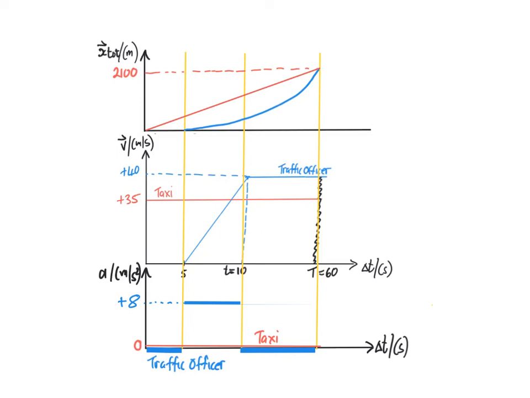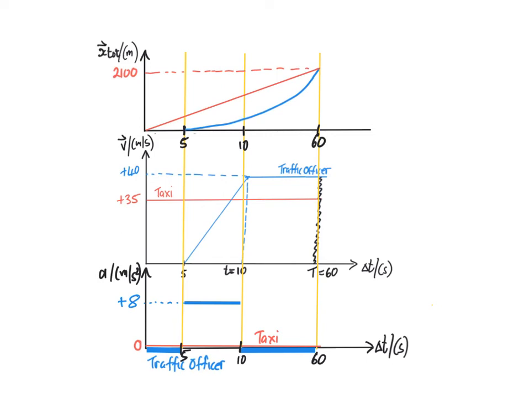So for the taxi, the velocity is constant, so the acceleration for the taxi is 0 for the full 60 seconds. I should in actual fact put the times in here, 60 seconds, and this is 10. You can see it's definitely not to proportion, but that's okay. These are sketch graphs, and that's the beauty of sketch graphs. It gives us a basic idea of the shape of the graphs with certain significant points.